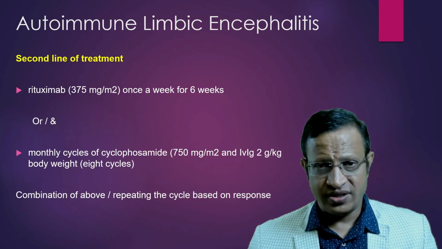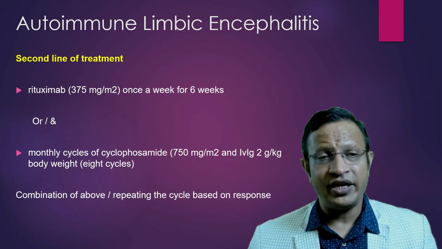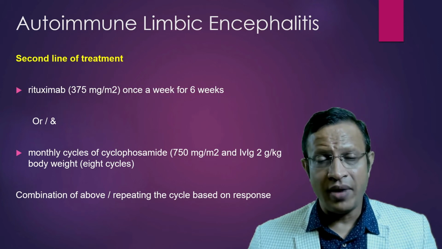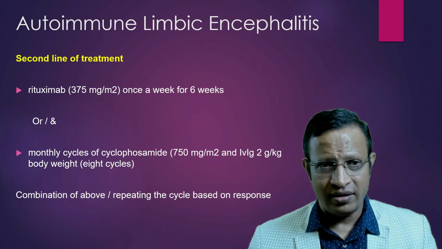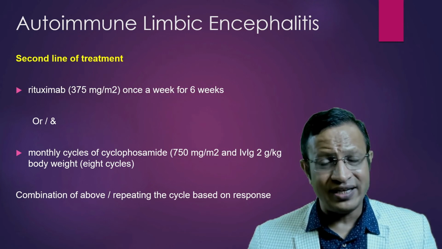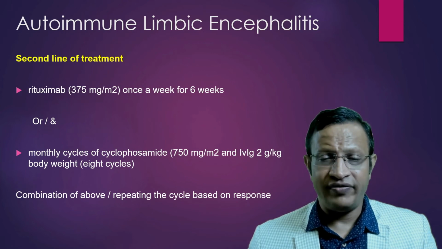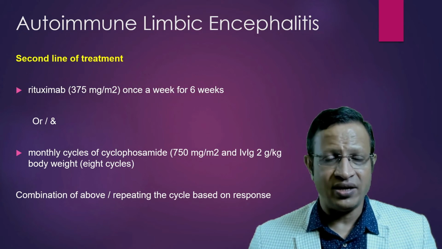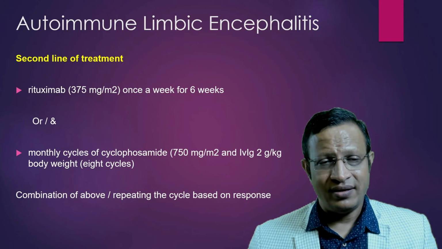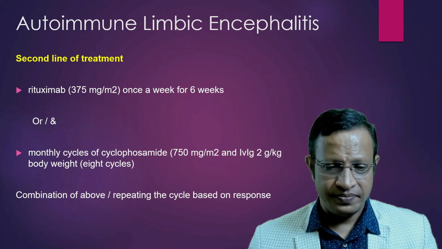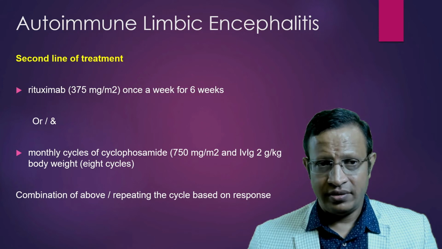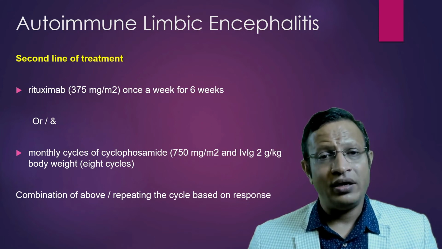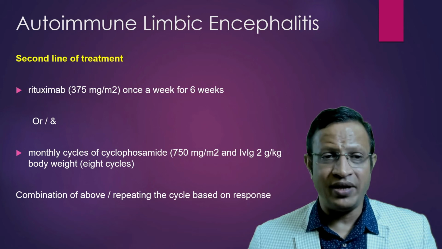If there is no response, then the second line of treatment can be chosen. That is rituximab 375 mg per meter square once a week for 6 weeks. It can be given alone, or it can be considered with a monthly cycle of cyclophosphamide, that is 750 mg per meter square, and IVIG 2 gram per kg can be considered. That is 8 cycles to be considered. However, please remember, a combination of the above, or repeating the cycle based upon the response, can be considered.